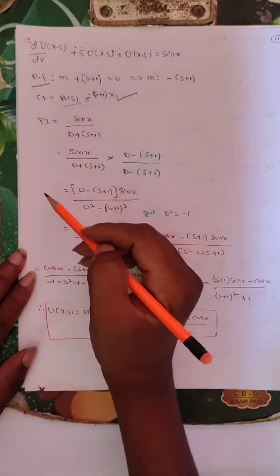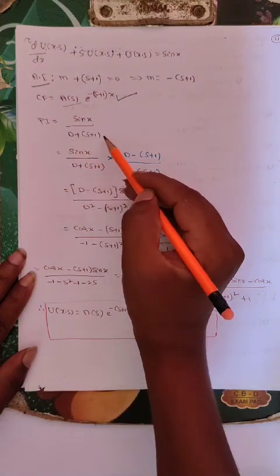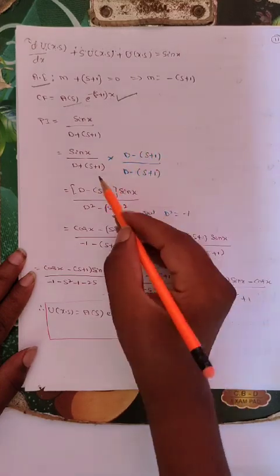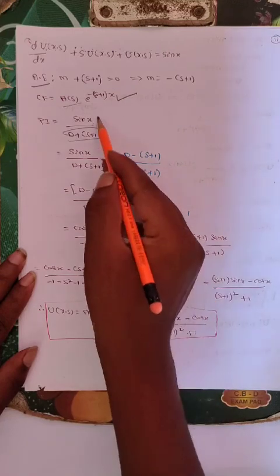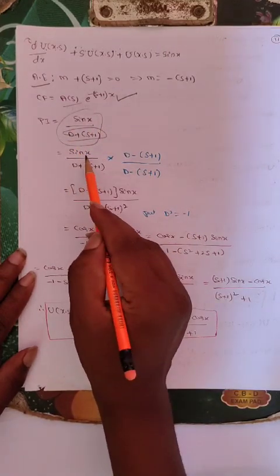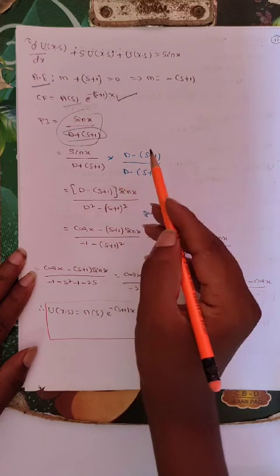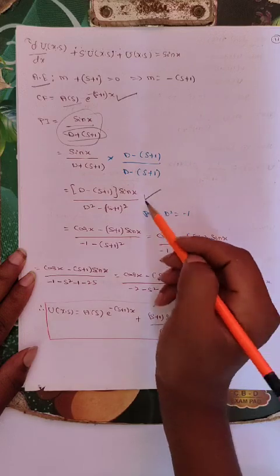Then find the particular solution. The particular solution is sin x divided by (D + s + 1). So here the denominator is D + s + 1. Rationalize this function: sin x divided by (D + s + 1), multiplied and divided by (D - (s + 1)). Then simplify this.